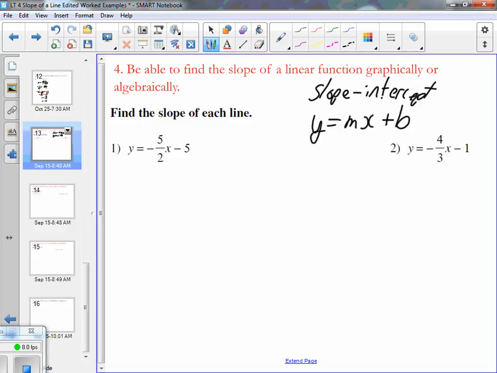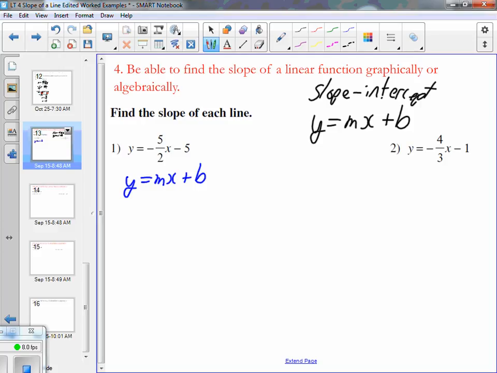When they give us the equation in slope-intercept form, these are really easy problems. They're not always going to give it to us in slope-intercept form. But let's start off with them giving it to us in slope-intercept form. So number 1 here, I'm just going to compare this to y equals mx plus b.